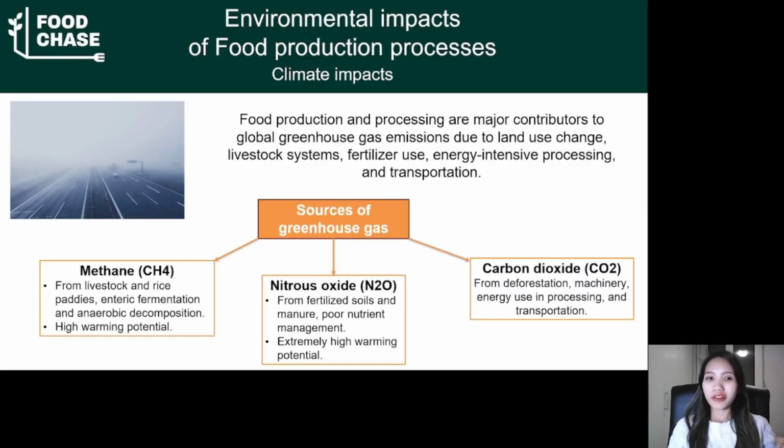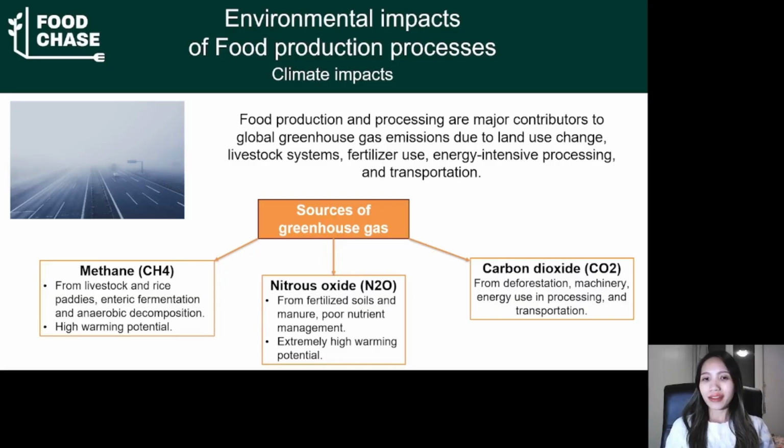In particular, enteric fermentation in ruminants can generate methane, and anaerobic decomposition in rice paddies does too because of the flooding condition, which is also a characteristic of rice paddies. This gas has high warming potential.